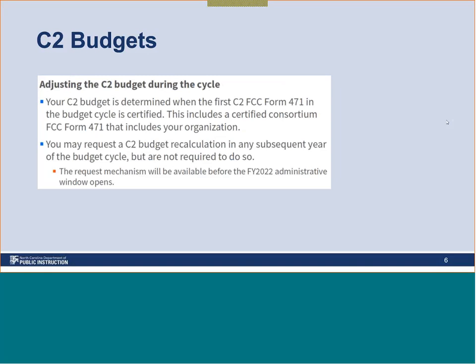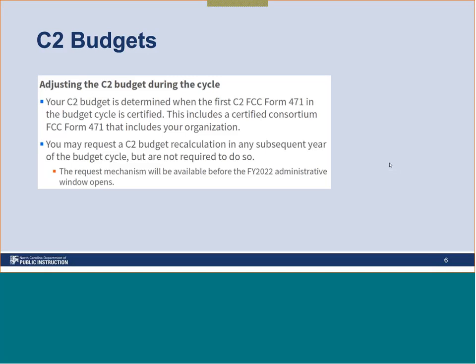So your Category 2 budget is determined from the first Form 471 in the budget cycle, when that is certified. This includes a certified consortium map that includes your organization. It is your first one that you file through. If you didn't file a 471 last year and you're part of NC-REN, ta-da, your numbers are there. Your budget should be there for you for your use in Category 2.